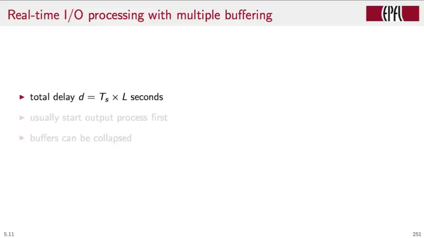The total delay of the system is equivalent to TS times the number of samples in the buffer, because of how we position the read and write pointers. We usually start the output process first, because it doesn't matter if the input trails a little bit, and buffers can be collapsed. In other words, the computation can be done in place.